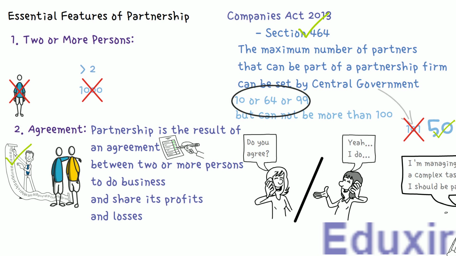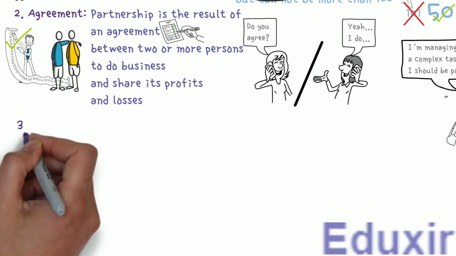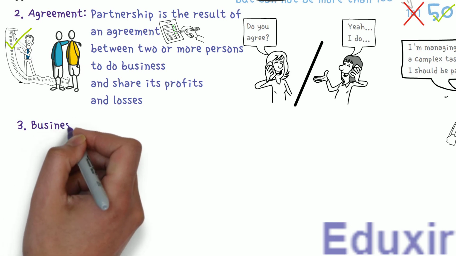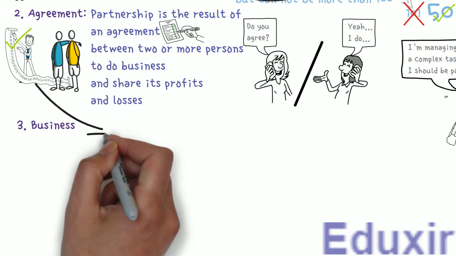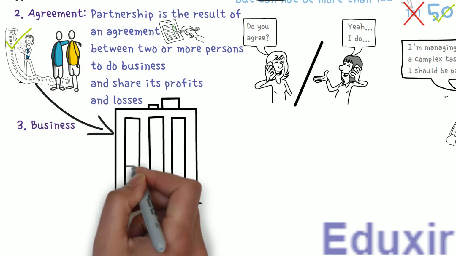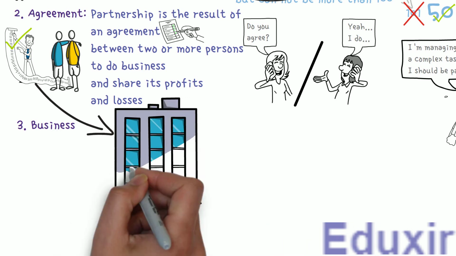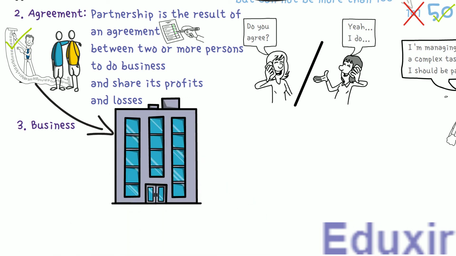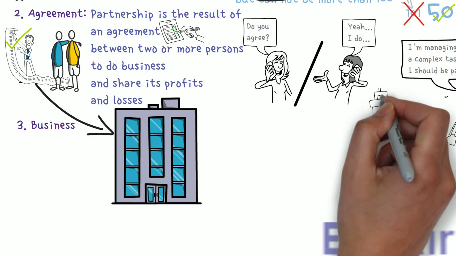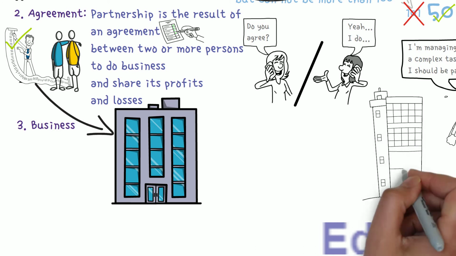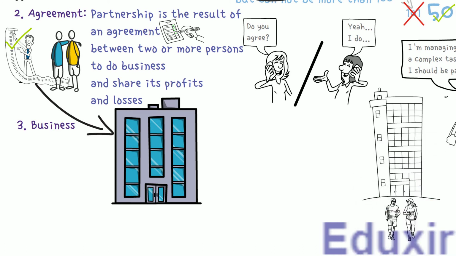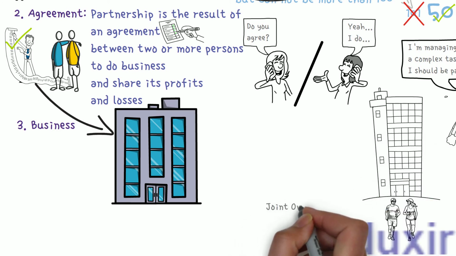The third essential feature of the partnership is business. The partnership agreement should be to carry on some business. Now let's take an example. Two people have jointly purchased a building and became the owners.